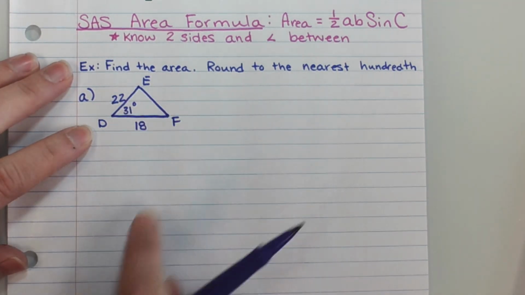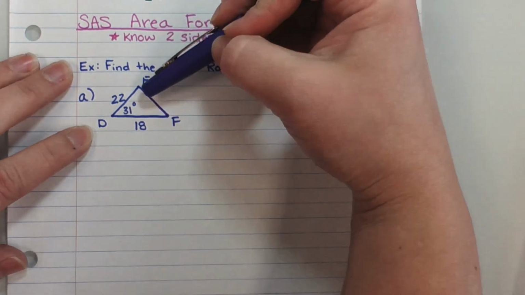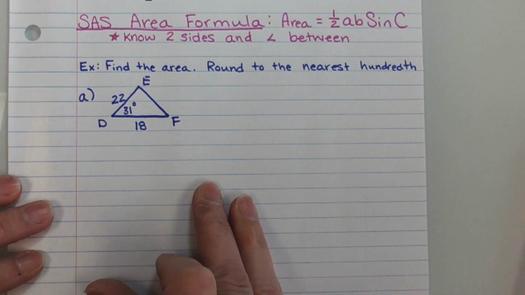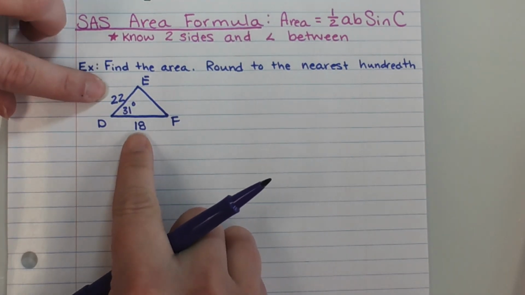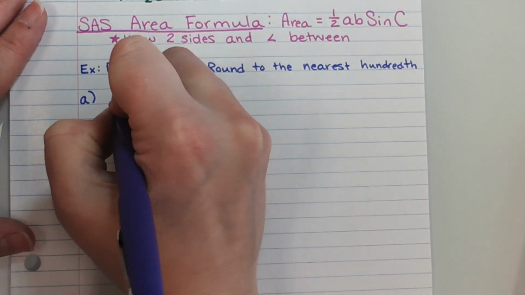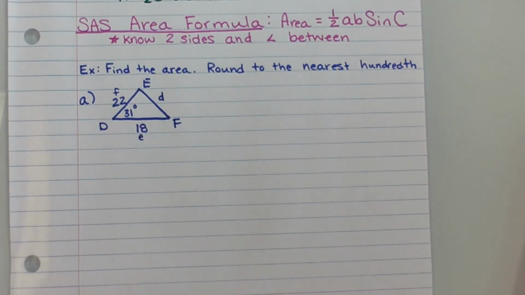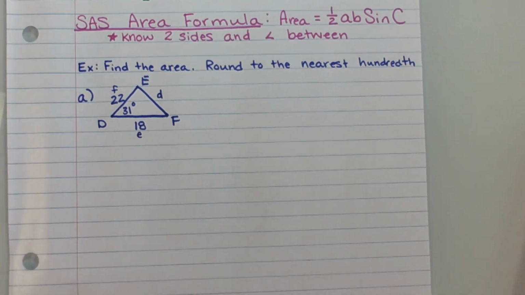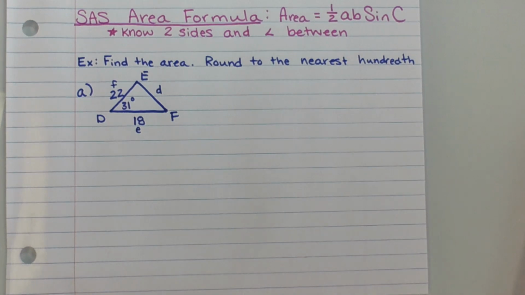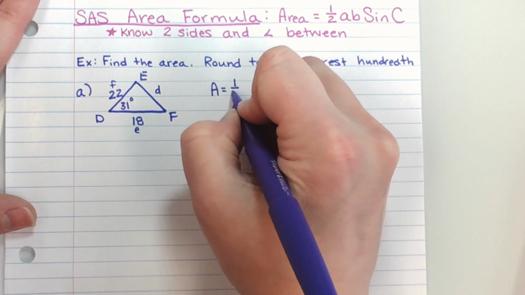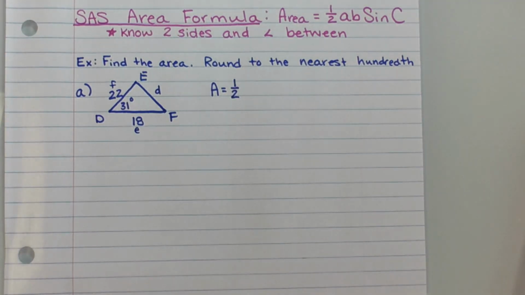if this is triangle D, E, and F, side D would be over here, side E would be this one, side F would be this one. Essentially, when you have those side lengths, the angle between them is going to have a different letter when you name a triangle properly. Okay, so I do have two sides and the angle between, so I can plug in. Does order matter in multiplication? No, so it doesn't matter which side you put in first.